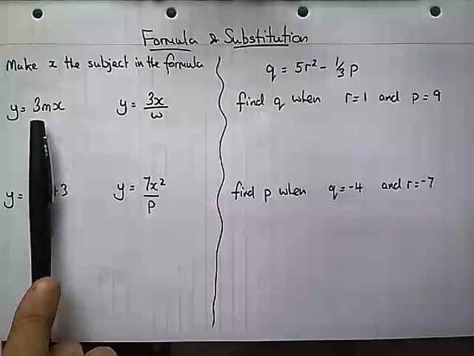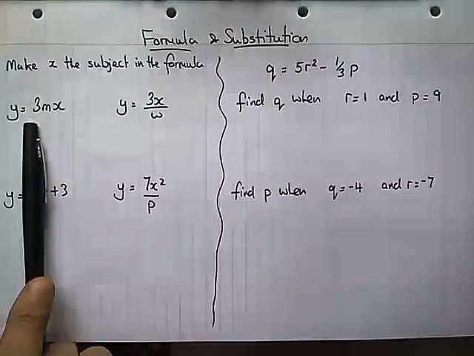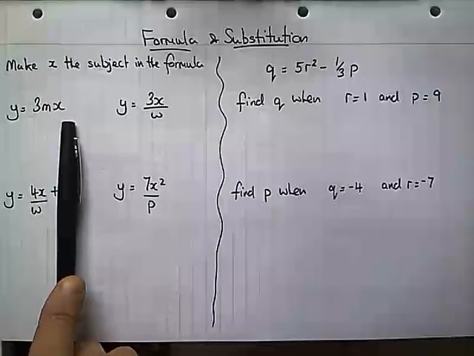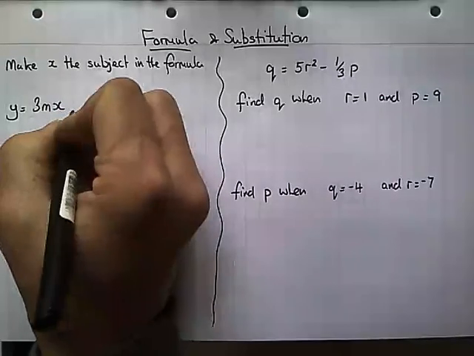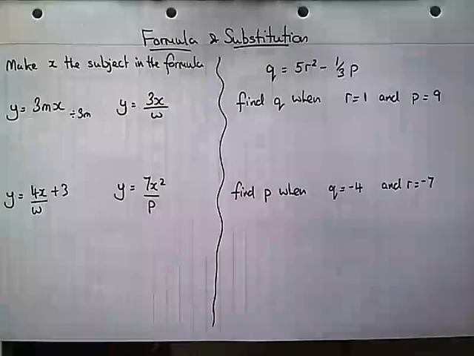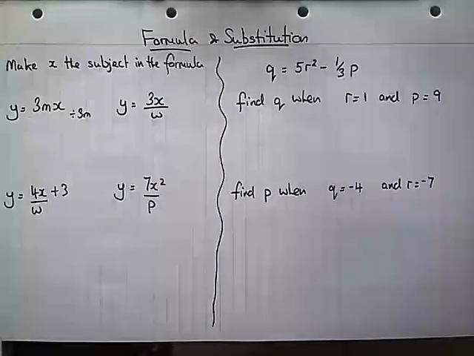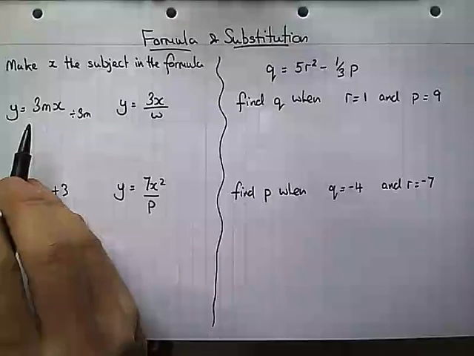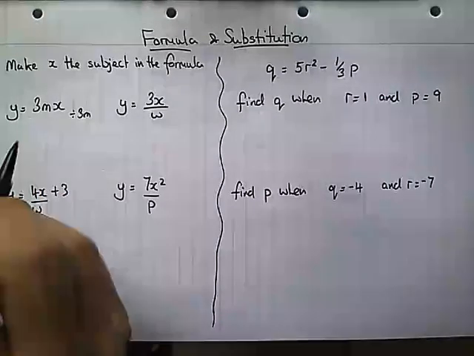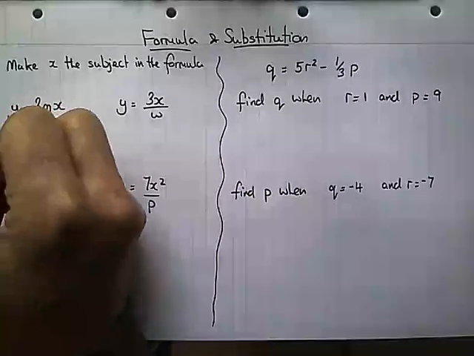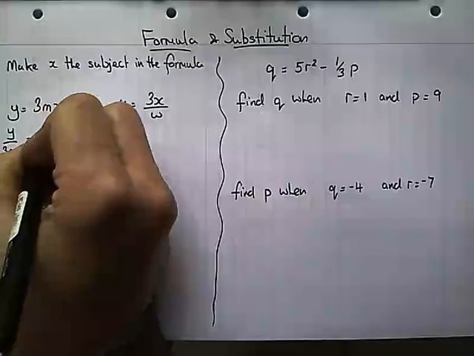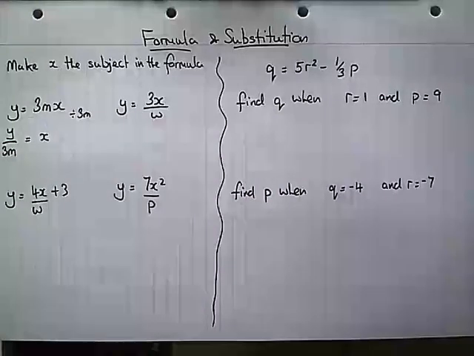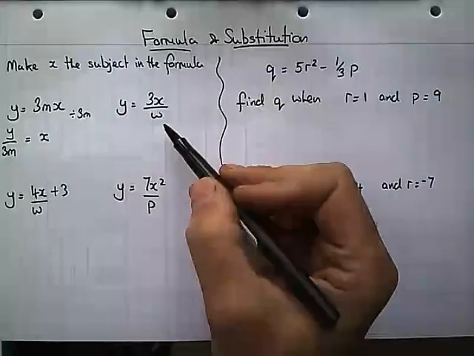Okay, so on the right hand side with my x, I've got 3 times m times x. To undo this, I need to divide both sides by 3m. If I write this in an algebraic way, we don't use the divide sign, we use a fraction sign, so it's y over 3m is equal to x, and that is making x the subject.